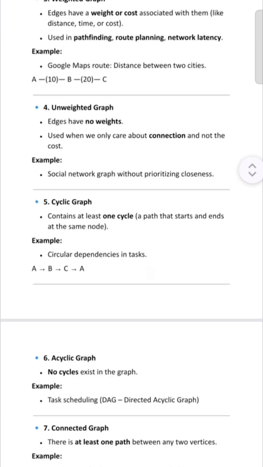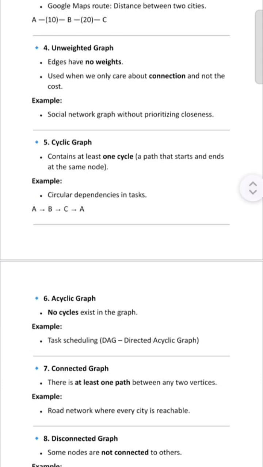So next type is unweighted graphs. In unweighted graphs, edges have no weights. It is used when we only care about the connection and not the cost. For example, a social network graph without priorities or closeness. So next is cyclic graph, which consists of at least one cycle, a path that starts and ends at the same node. For example, circular dependencies in tasks: A to B, B to C, C to A. It follows a particular cycle, so it is called the cyclic graph.